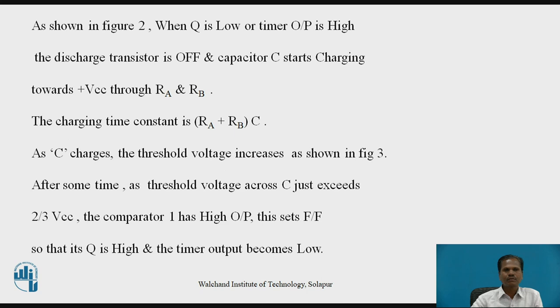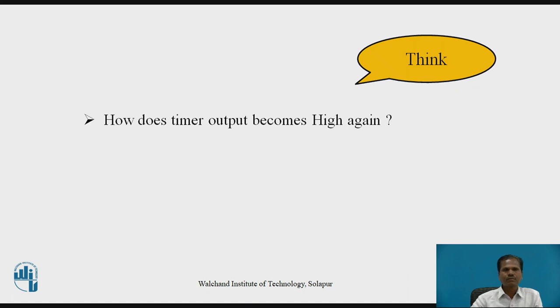As C charges, the voltage across the capacitor goes on increasing, that is applied to non-inverting input of upper comparator, that is threshold voltage increases as shown in figure 3. After some time, the threshold voltage across the capacitor just exceeds 2/3 VCC. The output of upper comparator, that is comparator 1, becomes high, so this sets the internal flip-flop so that its Q output becomes high and Q bar output becomes low. So Q bar output of internal flip-flop is nothing but the final output of IC555 timer. So timer output becomes low. Students should pause video here and think over how does timer output become high again.